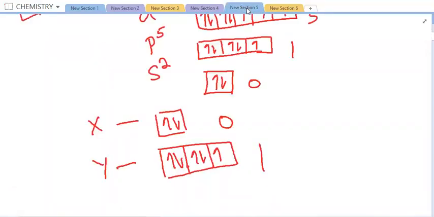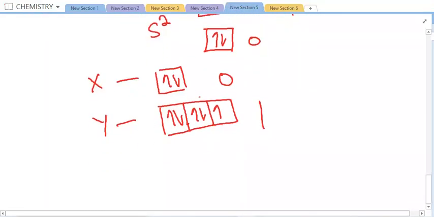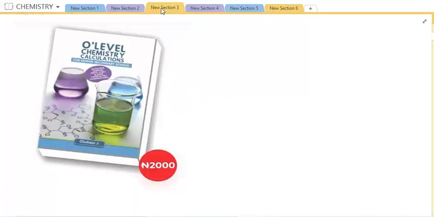Then the last question is the chemical formula formed between X and Y. Before I answer the last question, let me quickly remind you of this.